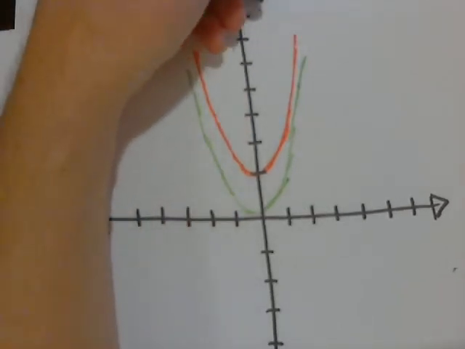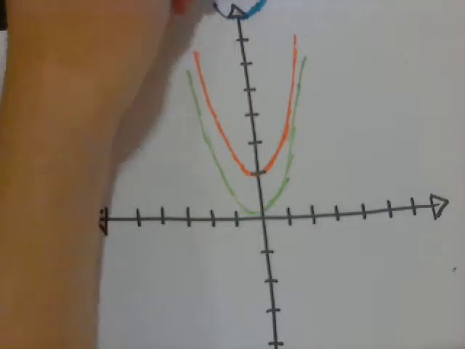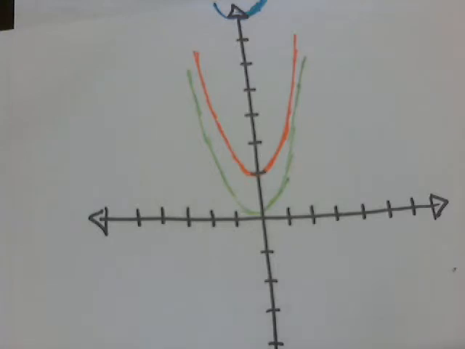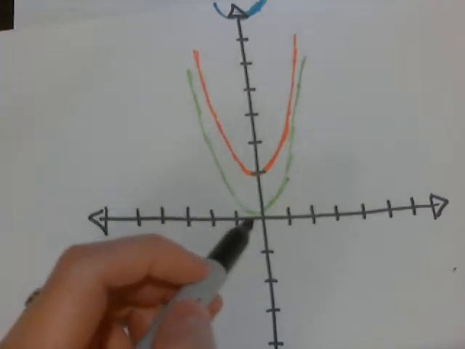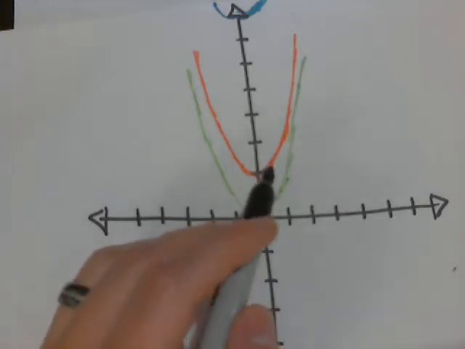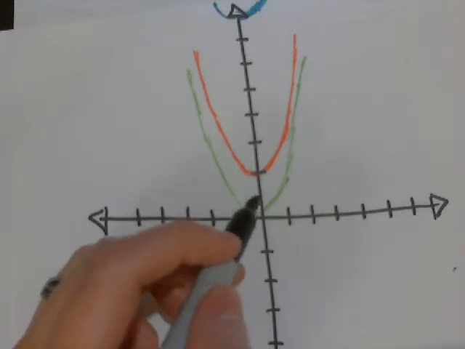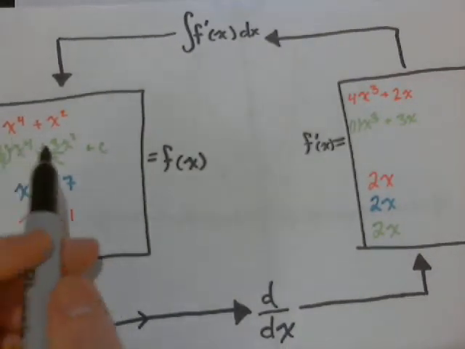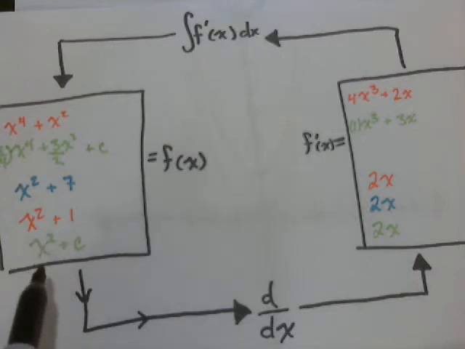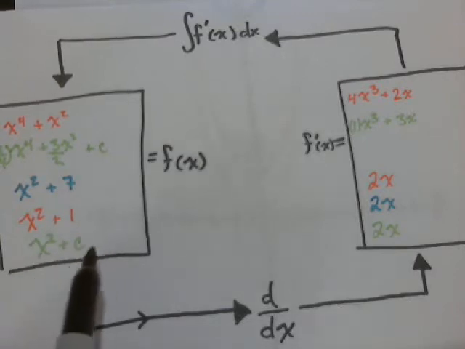So again, going back to the relationship between derivatives and antiderivatives, when we take the derivative, what you're asking is, what is the slope of the function at any given point x? The derivative of a function is the slope of that function. So if you take this function, x squared plus 7, or x squared plus 1, or x squared plus c, when we take the derivative, we're asking what is the slope at some point x. And the slope is 2x for all of those things.